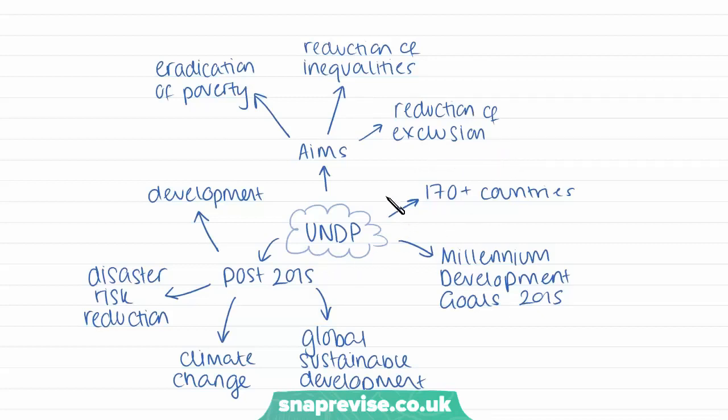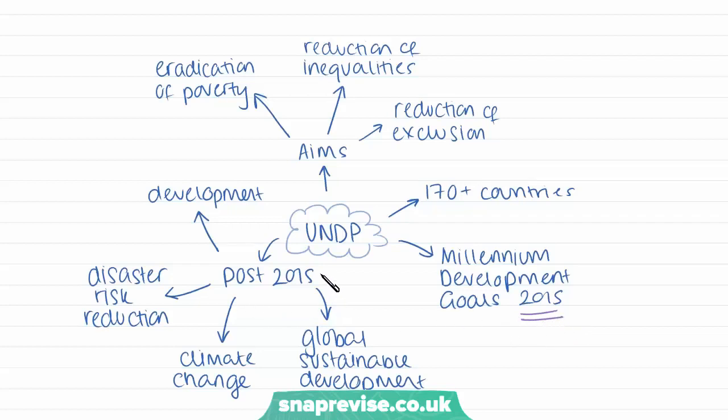So the UNDP operate in over 170 countries, and in 2000 they created what were called the Millennium Development Goals, or MDGs, and these were a set of anti-poverty targets. There were 8 of them, and the member countries were committed to achieve them by 2015. But as things turned out, by 2015, a lot of these issues had not been resolved.